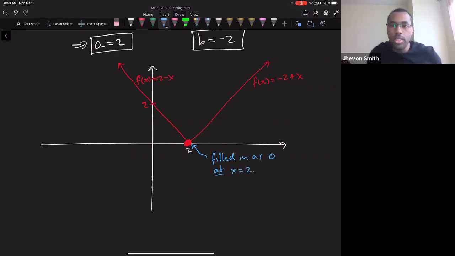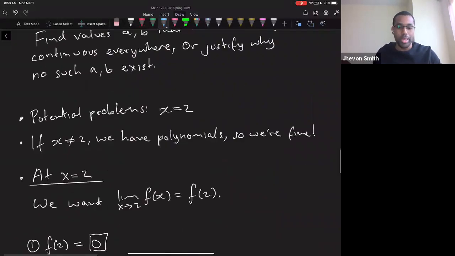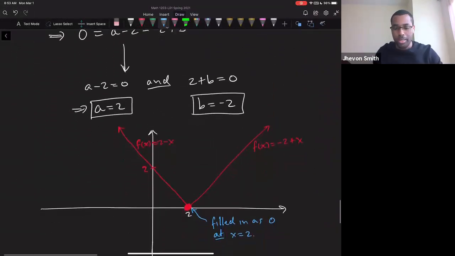Okay, so it kind of looks like a weird absolute value, right? It's actually equivalent to an absolute value. It's equivalent to the absolute value of x minus 2. That's exactly the graph that you would get. So to force this guy to be continuous, you end up forcing him to behave like the absolute value of x minus 2.